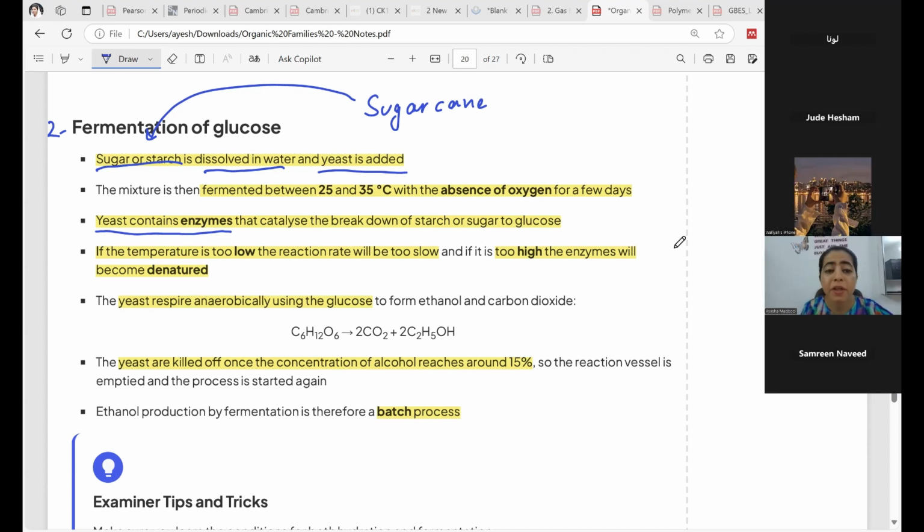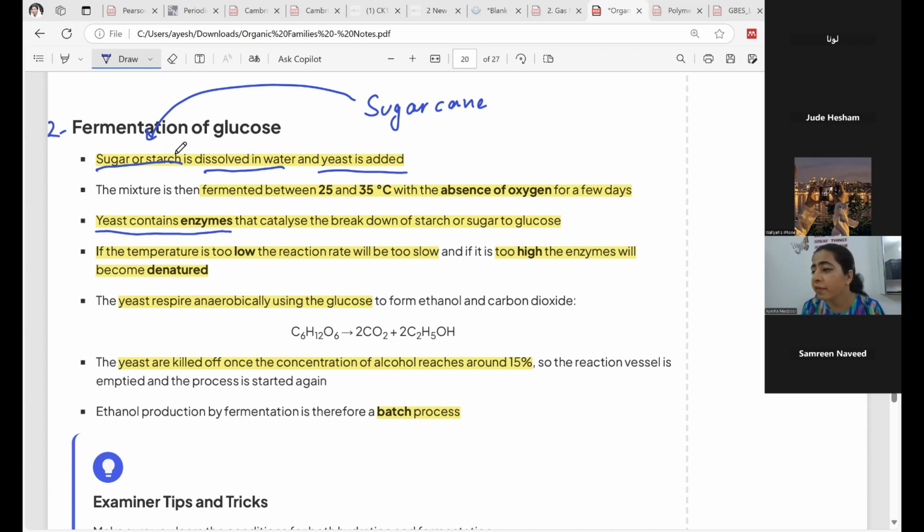All the answers are correct. So, yes, enzymes are basically biological catalysts. They are going to work as a catalyst. They're going to speed up the reaction. So we are going to use the yeast over here, which contains enzymes, to speed up the reaction and do the breakdown of the starch or the sugar into much simpler glucose, basically. Okay.